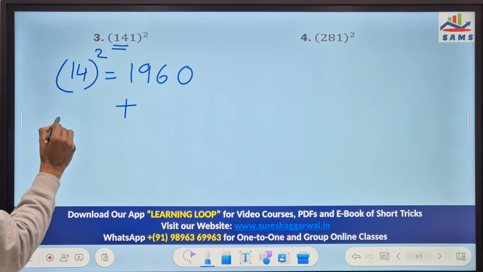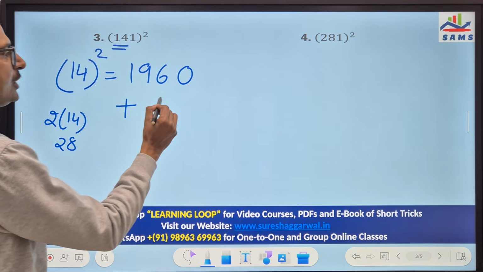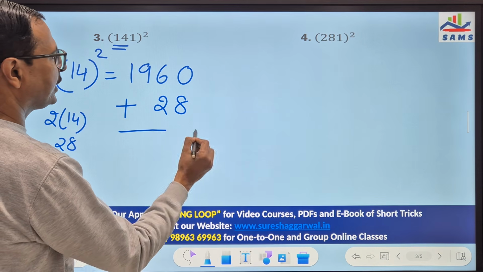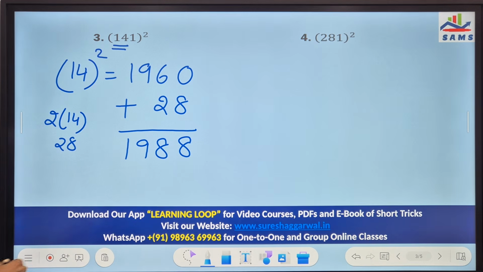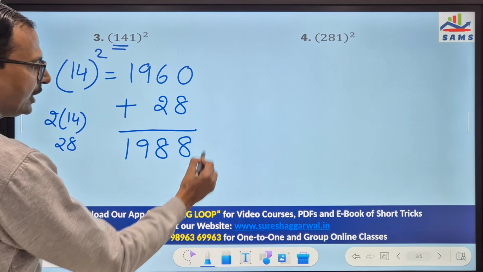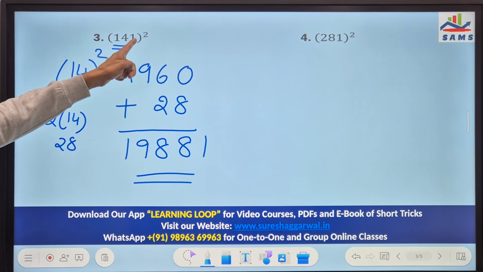Add what to this? Double of 14. Double of 14 is 28. So add 28 to the result. You get 8, 8, 9, 1. And then put a 1 to get your final answer. 19881 is the square of 141.